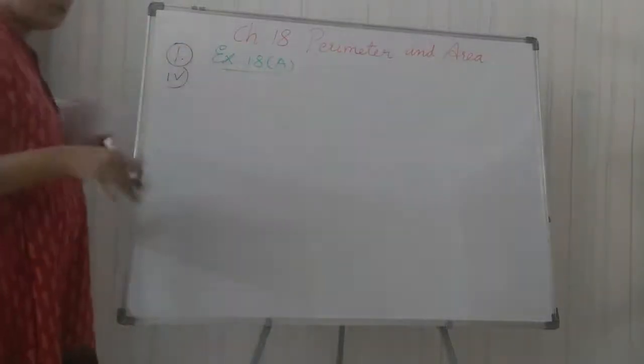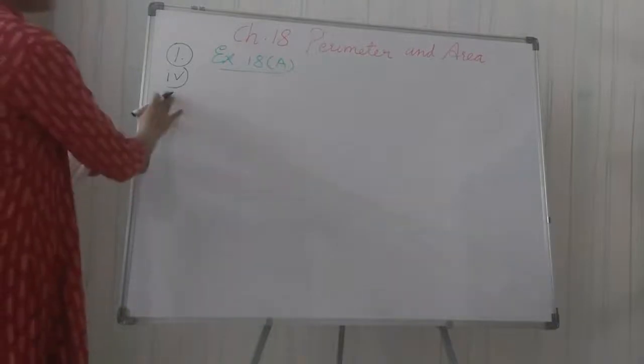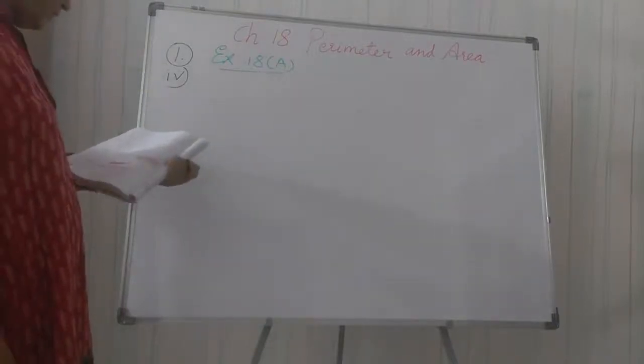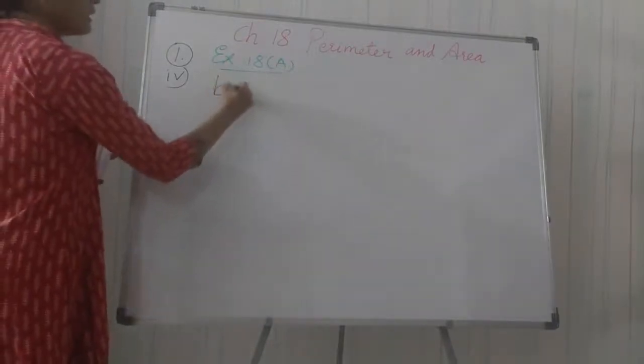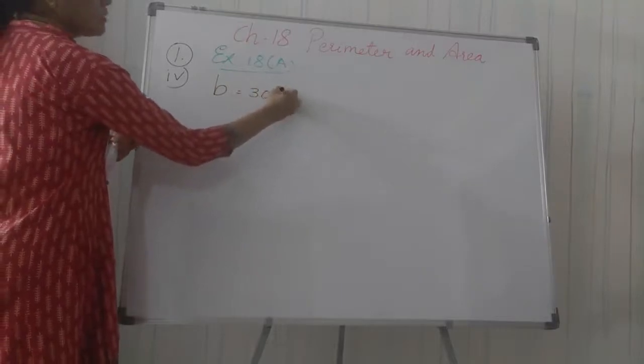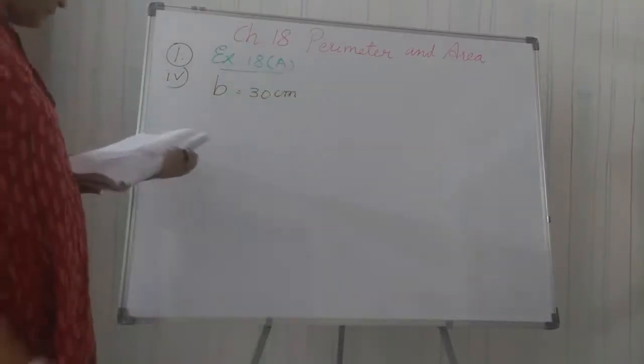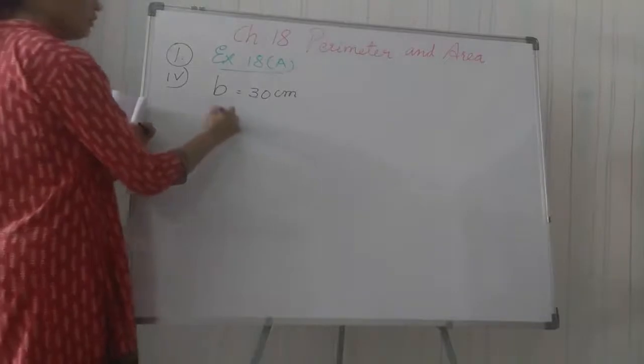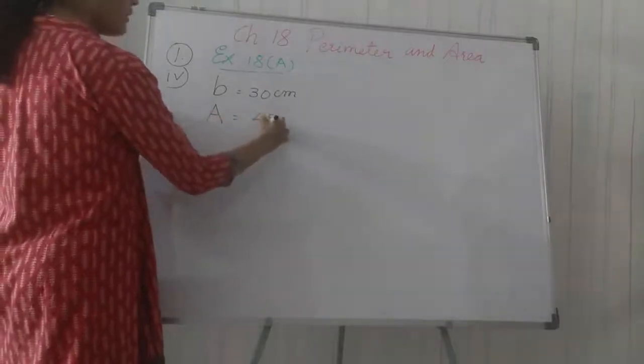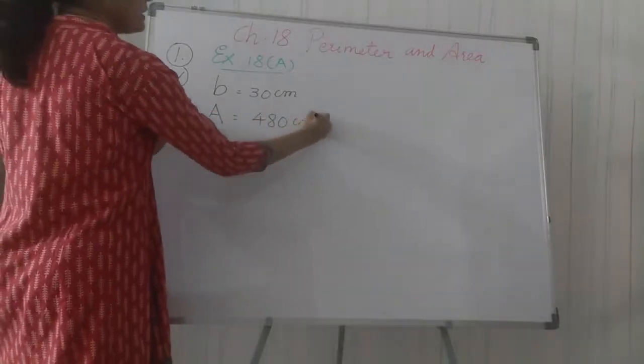That is the table given to you in the question. I will take the fourth part of it, in which you are given breadth, that is 30 centimeters. So I am writing breadth 30 centimeter. Area is also given to you. Area is 480 centimeter square.